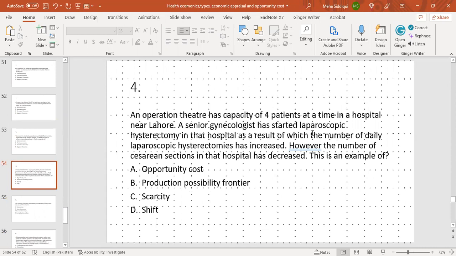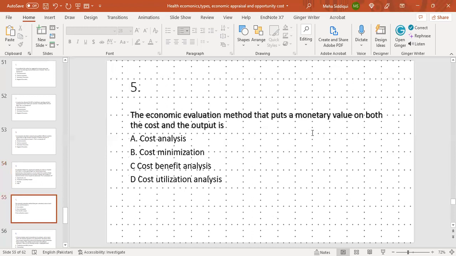MCQ number 4. An operation theatre has capacity of 4 patients at a time in a hospital near Lahore. A senior gynecologist has started laparoscopic hysterectomy in that hospital, as a result of which the number of daily laparoscopic hysterectomies has increased. However, the number of cesarean sections in that hospital has decreased. This is an example of opportunity cost, production possibility frontier, scarcity, shift. A. Yes, A is the right option.